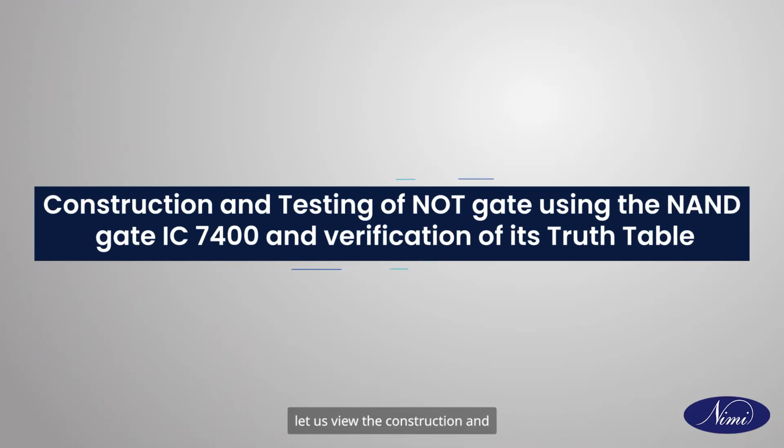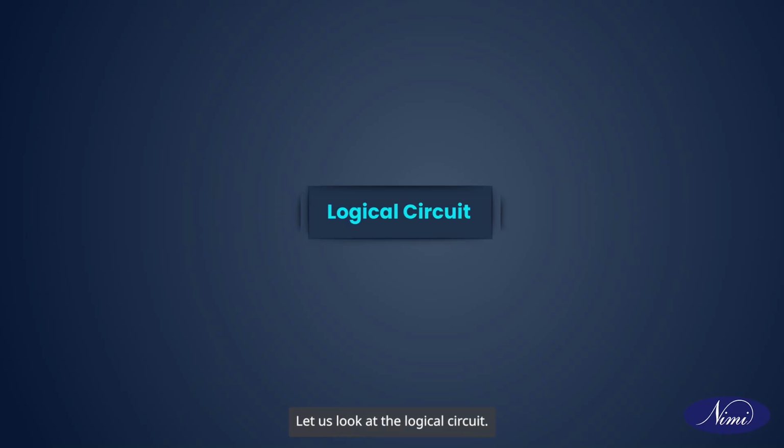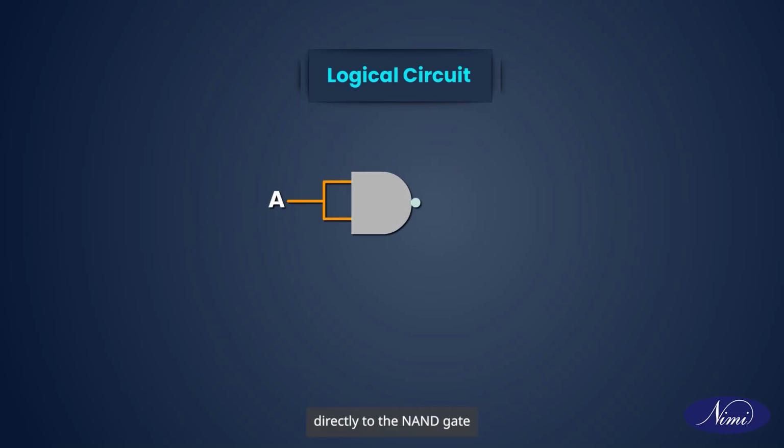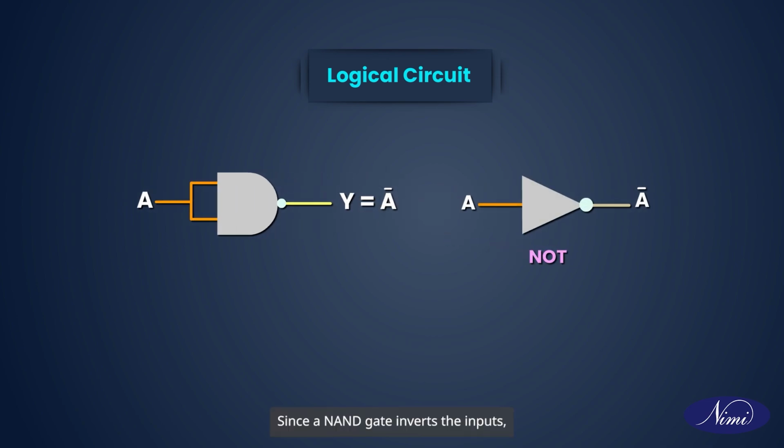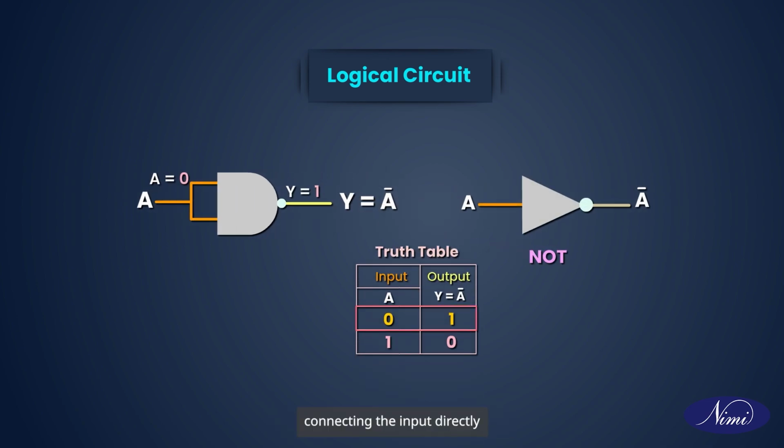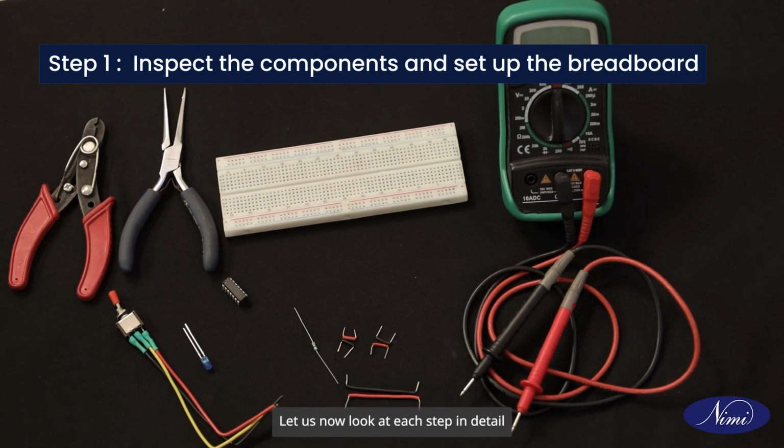Finally, let us view the construction and testing of NOT gate using NAND gate with IC 7400 and verification of its truth table. Let us look at the logical circuit. Connect the input A directly to the NAND gate. Since a NAND gate inverts the inputs, connecting the input directly to the NAND gate achieves the logical NOT function. Let us now look at each step in detail.